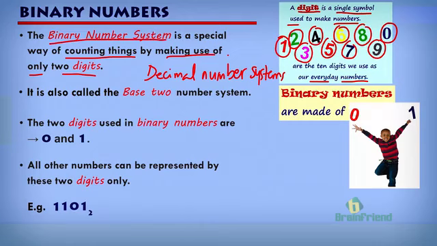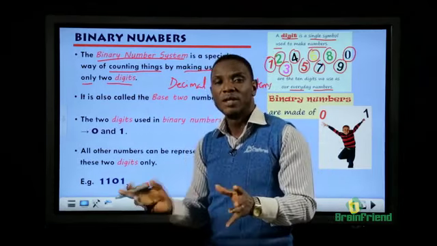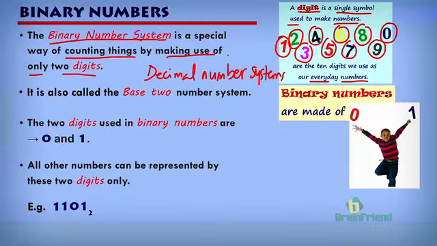The binary number system has just 2 digits. So instead of 1, 2, 3, 4, 5, 6, 7, 8, 9, and 0, we have just 0 and 1. Remember, the binary number system is also called the base 2 number system because it has just 2 digits. So we call it the base 2. Those digits are 0 and 1, like we said earlier.